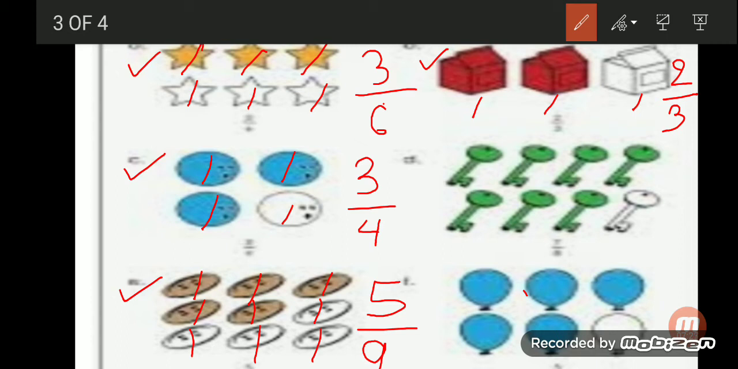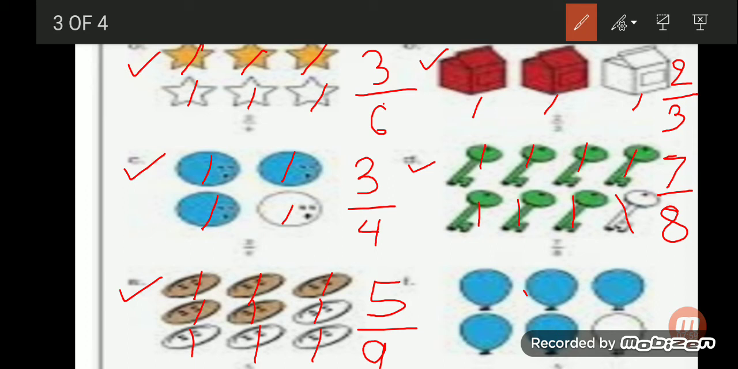Okay, now come to the next question. Here we have to find out the fraction of the shaded keys. How many keys are colored here? You count it. That is 1 2 3 4 5 6 7. So we will write 7 at top, and at bottom the total number of keys, 1 2 3 4 5 6 7 8. So we will write here 8. 7 by 8 fraction of keys are shaded here.